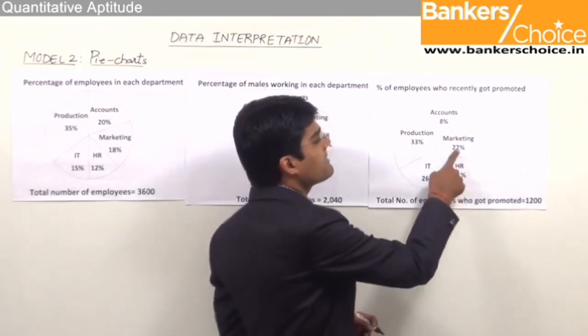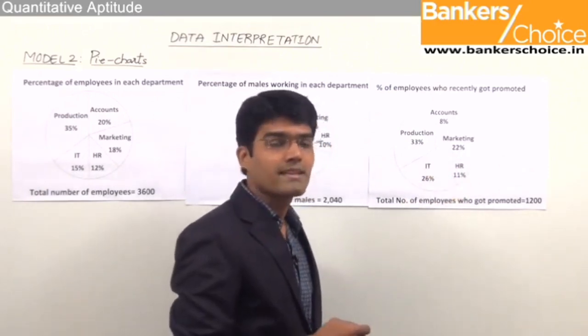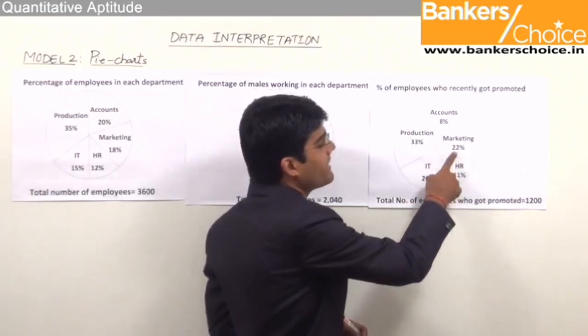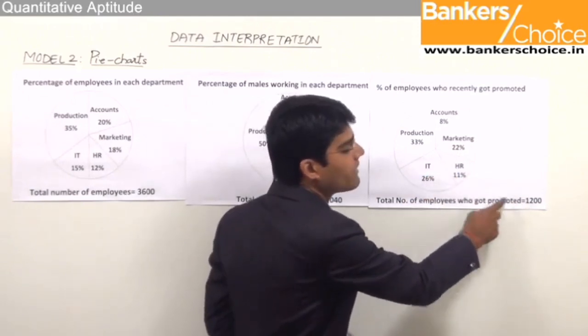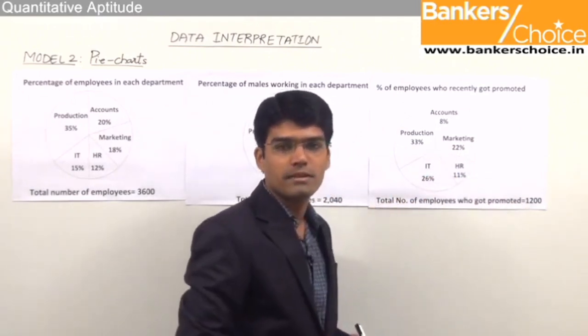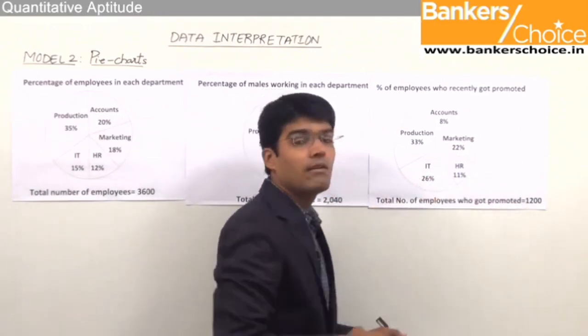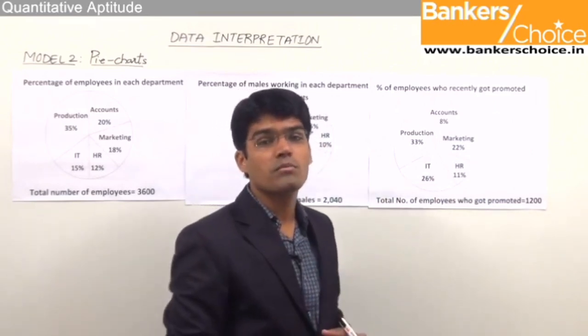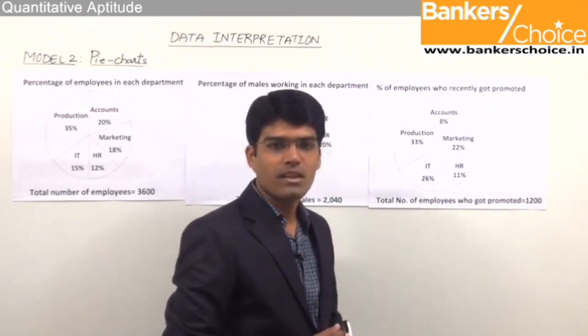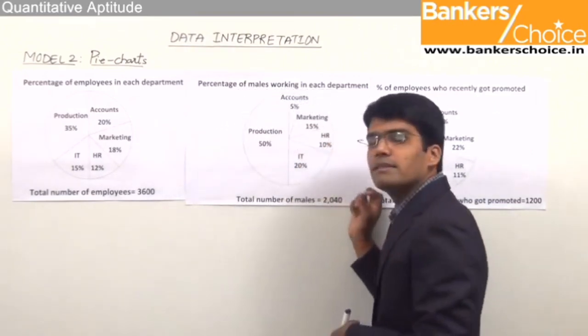So marketing department's share here is 22%. So we can say that the number of employees who got promoted will be 22% of 1200 for the marketing department. So from the third pie chart, we can find out the number of employees who got promoted in each of the departments. So this is the data given among these 3 pie charts.